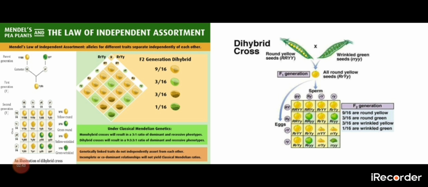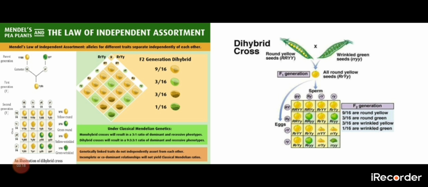Look at the diagram. Round and yellow seeds, capital R and capital Y, is crossed with small r and small y. During the F1 generation, what is the result? All were round and yellow, capital R and small r, capital Y and small y. Clear? When these F1 seeds were grown into plants and crossed, the F2 seeds were obtained.